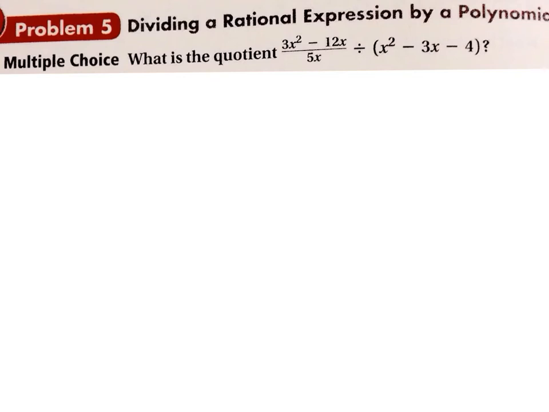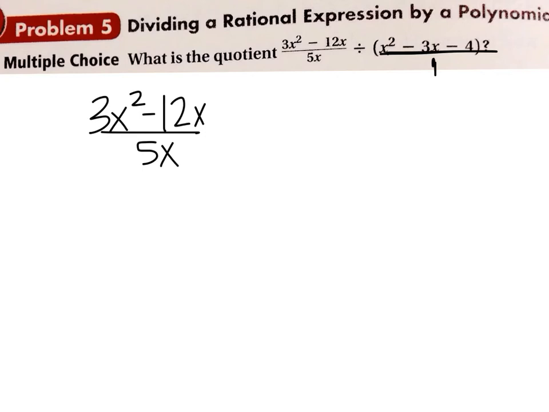Same thing here as we did before. Now we don't have two fractions, but what I want you to do is turn it into two fractions. So we're going to put that over 1. Now we're going to rewrite it. We're going to keep change flips. We're going to keep the first fraction just like it is, change the sign to multiplication and flip the second fraction. So instead of x squared minus 3x minus 4 over 1, it's going to be 1 over x squared minus 3x minus 4.